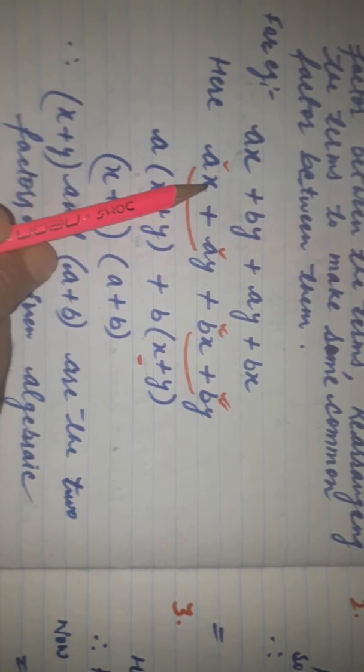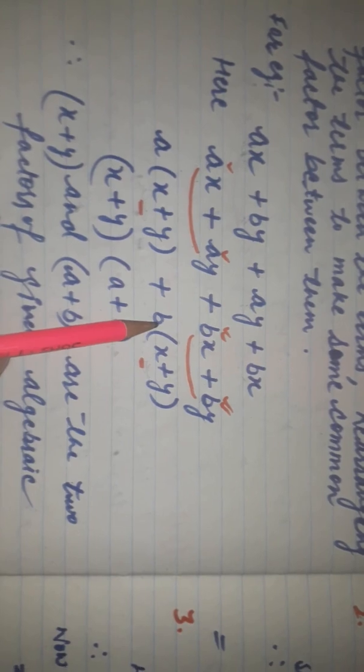So what is common here? a is common. So what will we get inside? x plus y. Similarly b is common here, so we will take b outside. So what is left inside? x plus y. Now x plus y is common in these two, so we take x plus y common as it is, and a plus b. So this is the factorized form of the given algebraic expression. So it is an example.